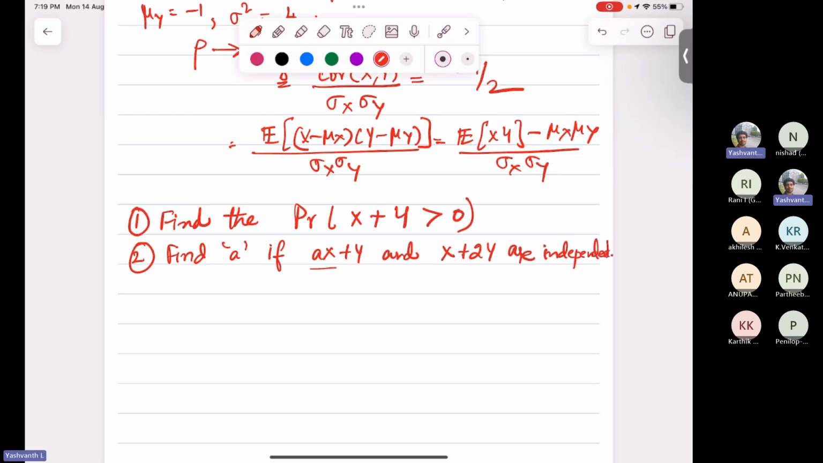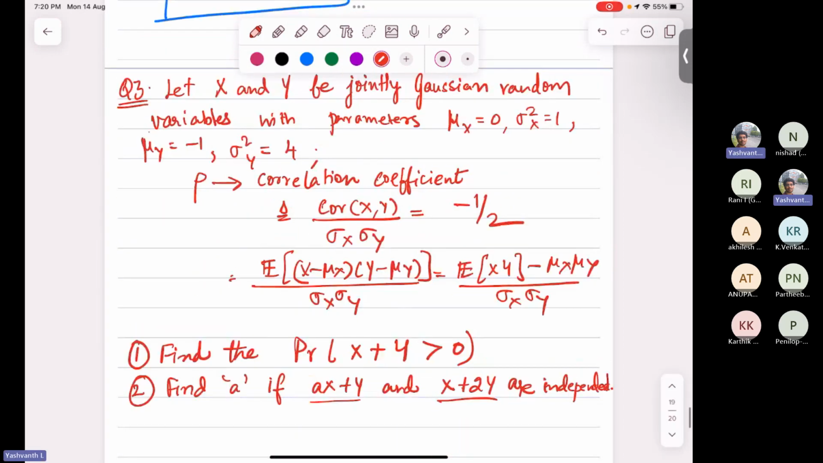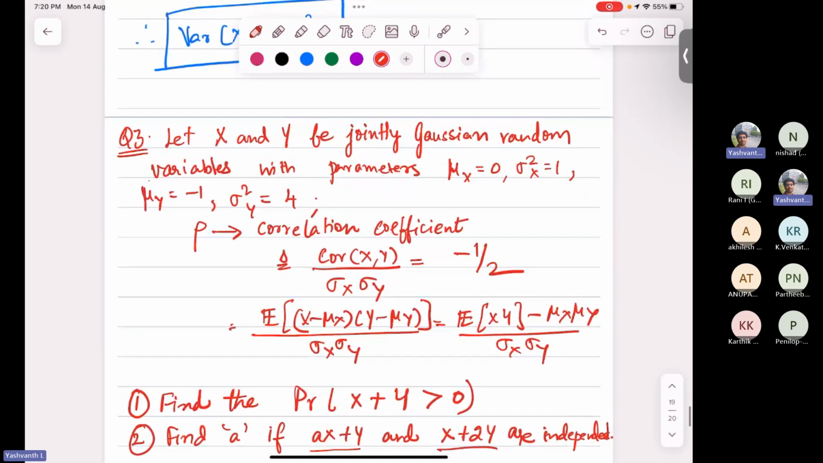That is, ax plus y is a random variable, x plus 2y is a random variable. I'm saying these two resultant random variables are independent. So what value of a will make these two random variables independent? That is the question. I hope the question is clear. You can note down the parameter values in your notes so that as I keep proceeding, it will be clear.